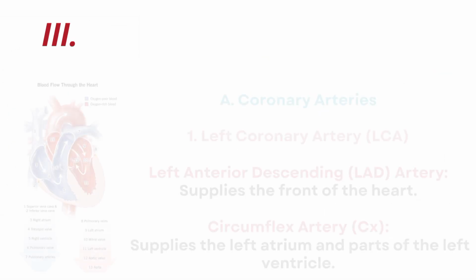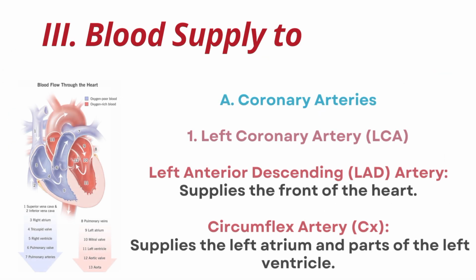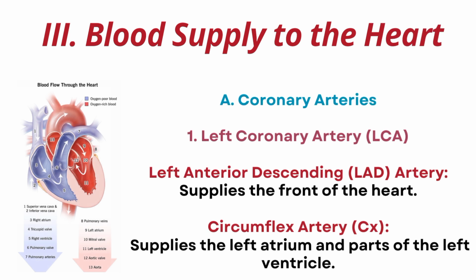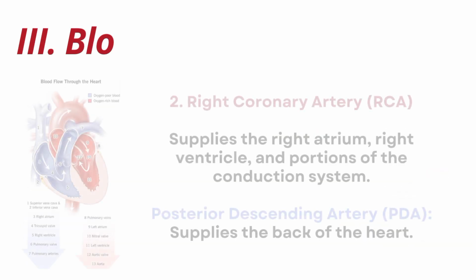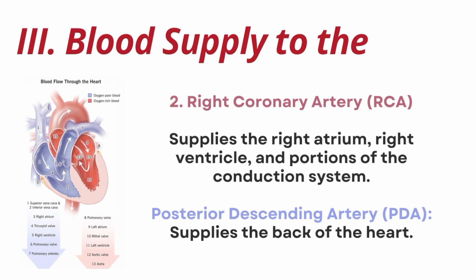Coronary arteries. 1. Left coronary artery, LCA. Left anterior descending, LAD, artery, supplies the front of the heart. Circumflex artery, CX, supplies the left atrium and parts of the left ventricle. 2. Right coronary artery, RCA. Supplies the right atrium, right ventricle, and portions of the conduction system. Posterior descending artery, PDA, supplies the back of the heart.